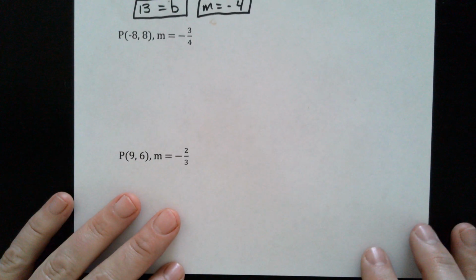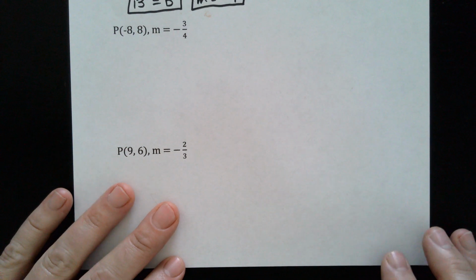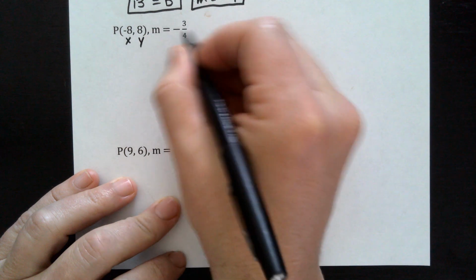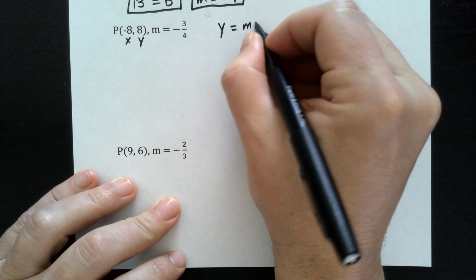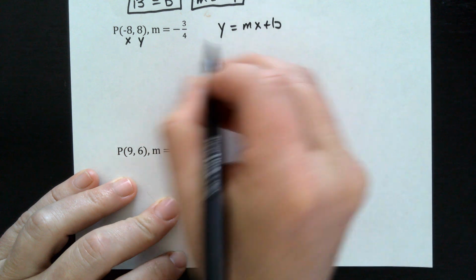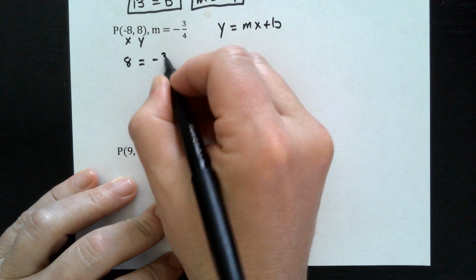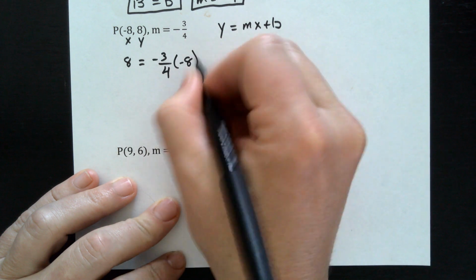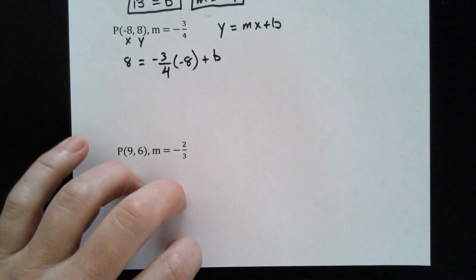Okay, let's go on and move to the next problem. So we've got -8, 8, and m is equal to -3/4. So this is our x, this is our y, that's our m. So remember, y is equal to mx plus b. We'll plug in the y, which is 8, equals m is -3/4, x is -8, and plus b.